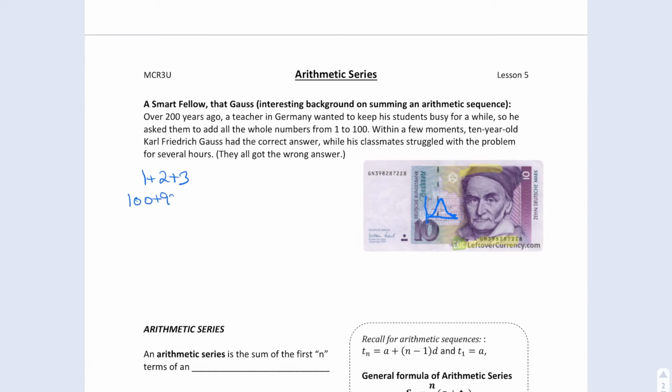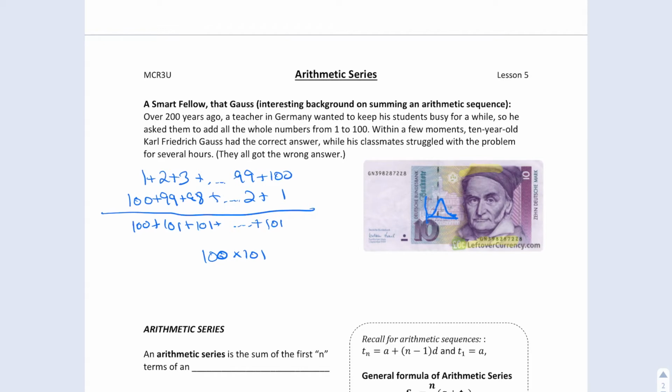He noticed if he arranged them over top of each other, with the top line in ascending order and the bottom line in descending order, like this, and added them up, and you don't necessarily have to do this yourself, but if he took each one over top of each other, so 1 plus 100 is 101, 2 plus 99 is 101, and so on, they're all 101.